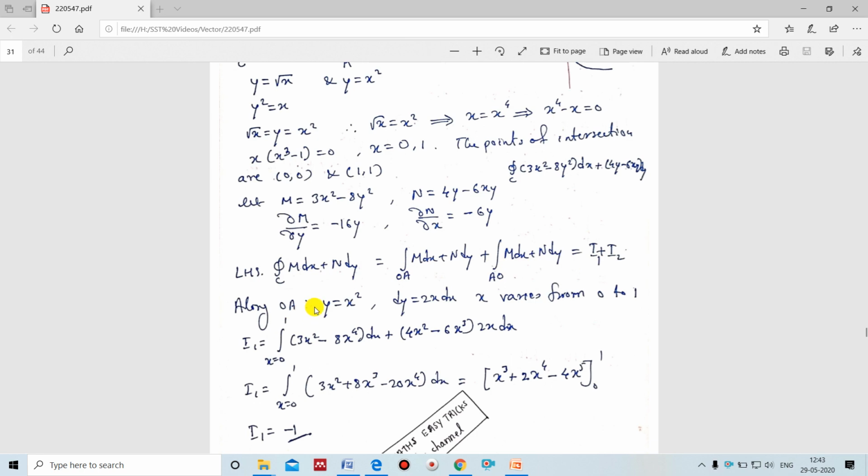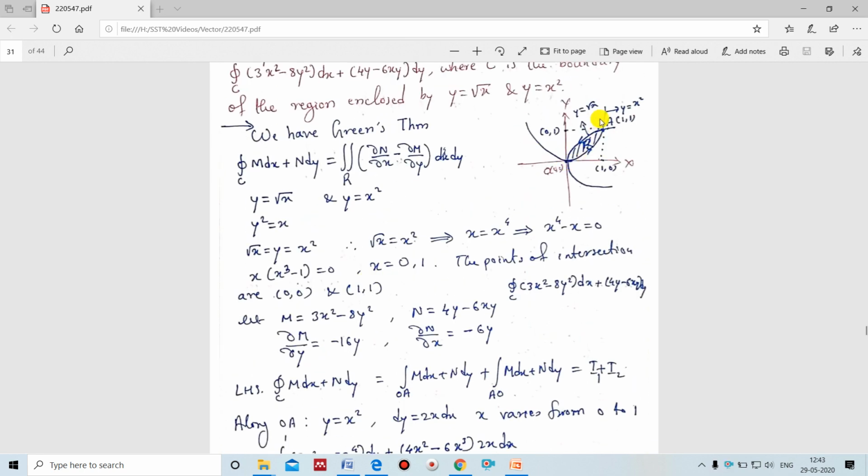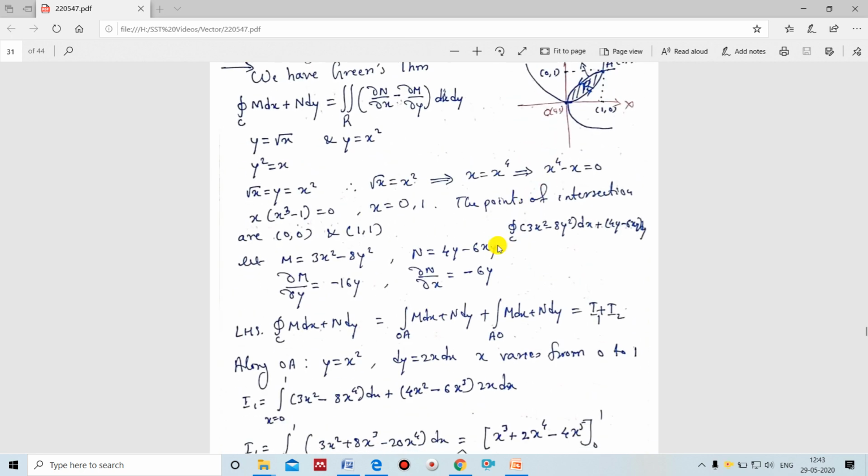So along OA, the curve is y is equal to x square. Differentiating with respect to x, we get dy by dx equal to 2x, or dy is equal to 2x into dx. Here x varies from 0 to 1. So let us find I1, that is along OA.